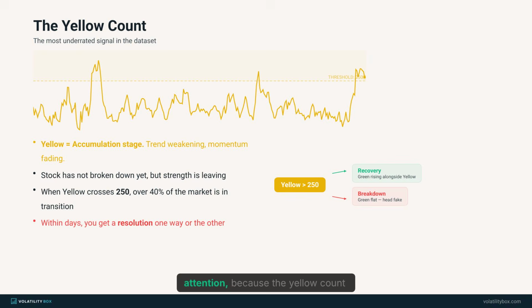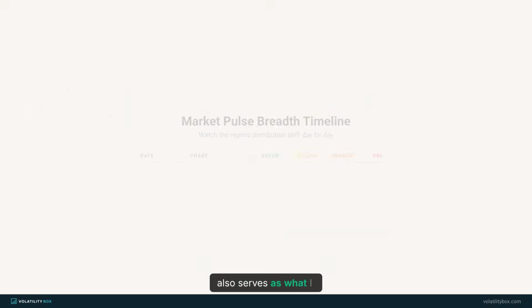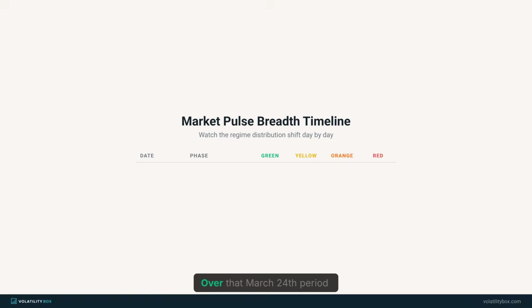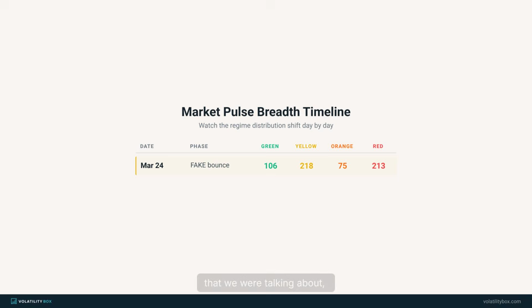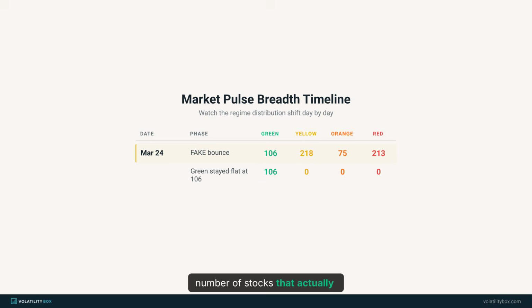And this is where you need to pay attention, because the yellow count also serves as what I would call your trap detector. Remember that March 24th period that we were talking about? Yellow surged to 218 stocks and it looked like a short-term bounce. But the green number stayed flat, the number of stocks that actually transitioned to acceleration. So these yellow symbols weren't actually converting back into this market stage of acceleration into trends. They were instead stalling. When yellow is high but that green number is not growing, the resolution is almost always back to the downside, aka it's just a little bounce in what is otherwise the continuation of the downtrend.